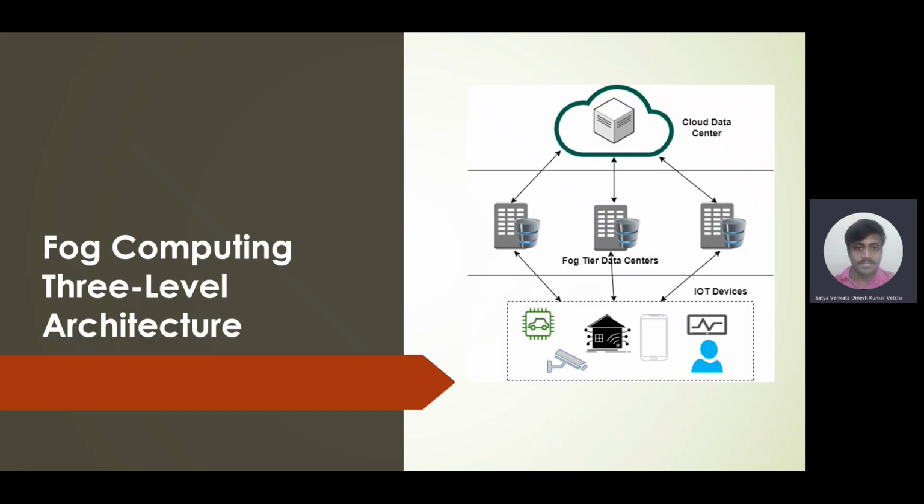And fog computing is not a new thing. It's an extension of cloud computing. That means small data centers which are placed near to the end user. This is the three-tier architecture. The top one is the cloud data center. These are called fog data centers. And these are IoT devices, like in healthcare applications and also automatic cars.